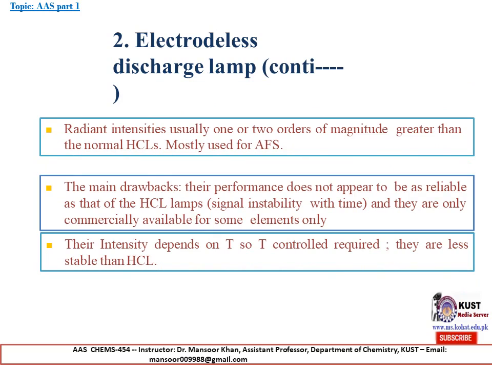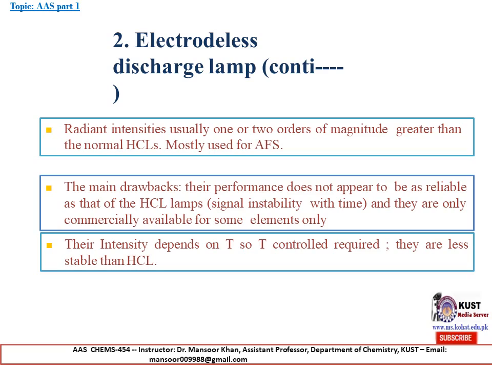Radiant intensities are usually one or two orders of magnitude greater than the normal hollow cathode lamps, mostly used for atomic fluorescence spectroscopy. So this electrodeless discharge lamp is largely used for atomic fluorescence spectroscopy. The main drawback: their performance does not appear to be as reliable as the hollow cathode lamp.